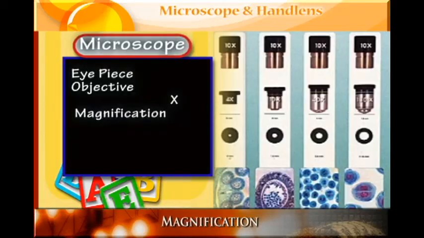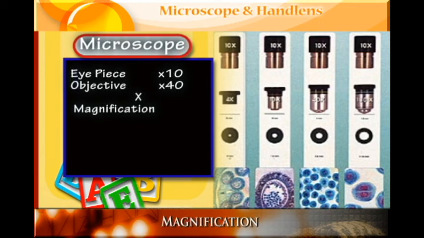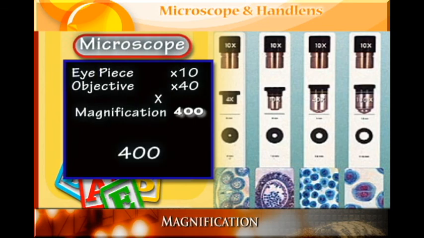For example, if we take the eyepiece to be times 10, and you have used an objective lens of times 40, when you multiply the two, you get the total magnification of your specimen. Your total magnification would be times 10 multiplied by times 40. That gives us 400. So the total magnification will be 400.